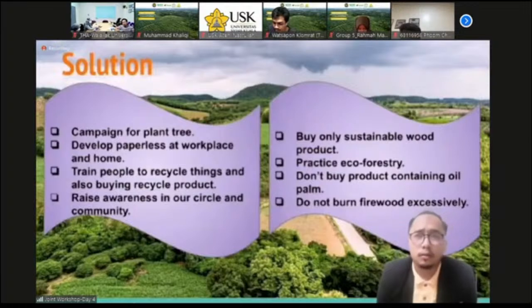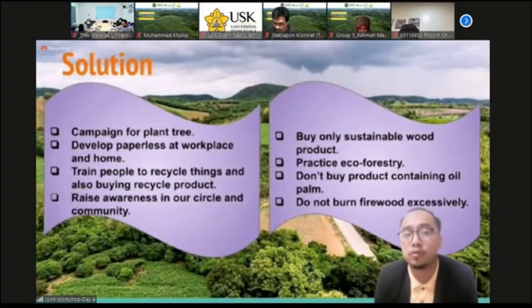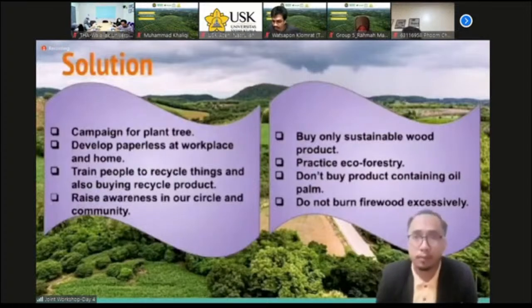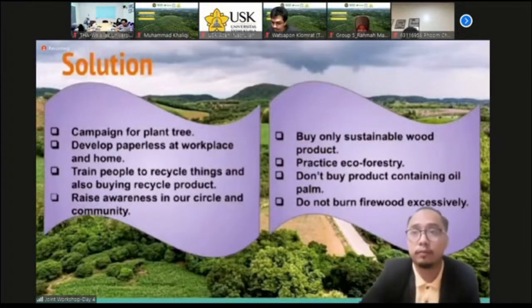The second one is to develop paperless habits at home and the workplace, because 40% of all timber is used to make paper products, and the demand for paper increases by 2 to 3% every year. So we need to train ourselves to reduce the use of paper in our real life.